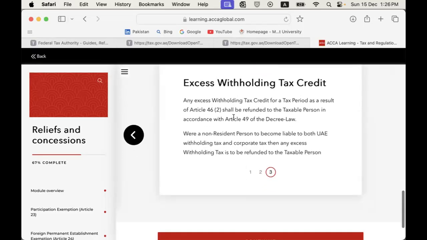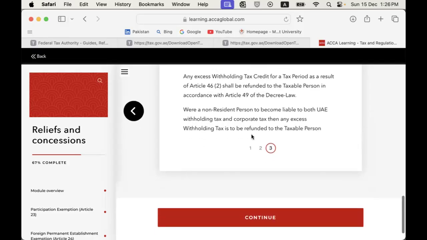Excess withholding tax credit. Any excess credit for a taxpayer as a result shall be refunded to the taxable person in accordance with Article 49. Were a non-resident person to become liable to both UAE withholding tax and corporate tax, then any excess withholding tax is to be refunded.